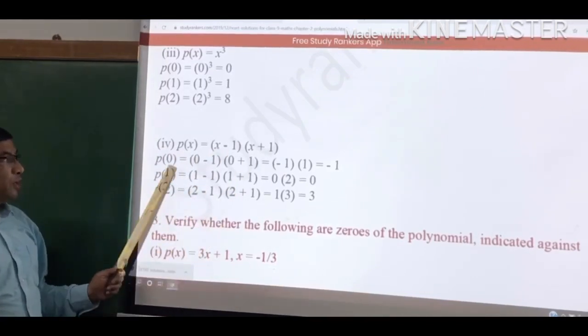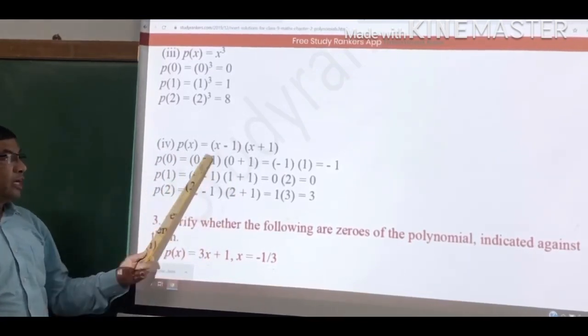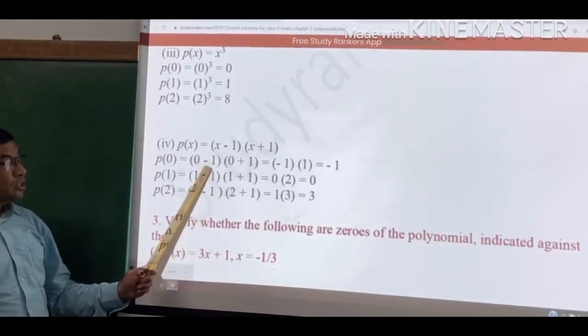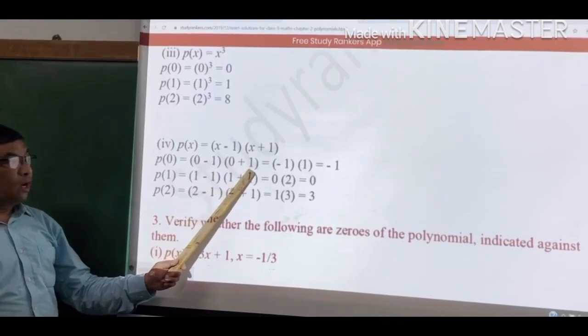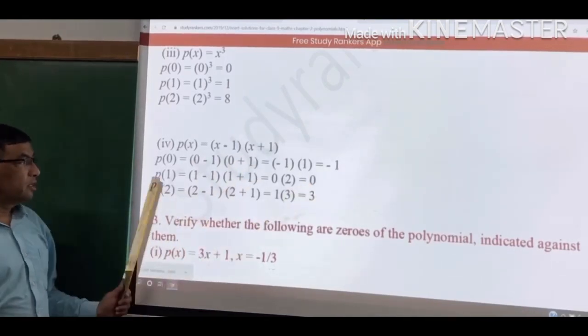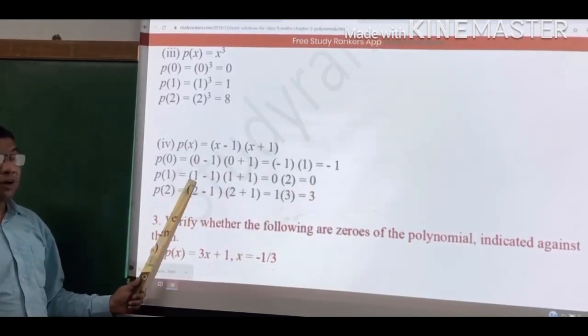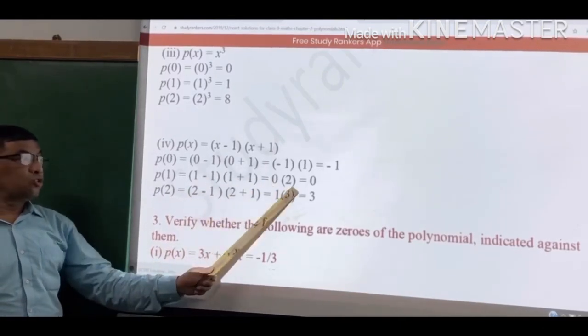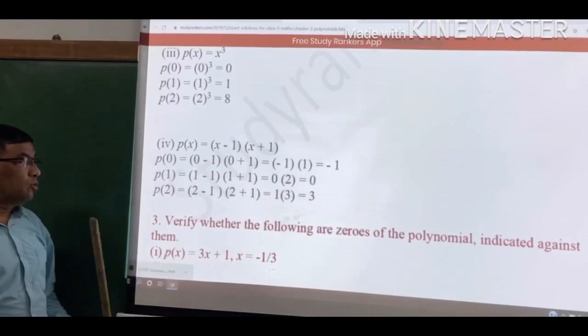Question number 4 in that, P of x equal to x minus 1 and x plus 1. So first of all we apply 0. So 0 minus 1 and 0 plus 1. So this is minus 1 into 1, which is equal to minus 1. We apply 1 now. So 1 minus 1 and 1 plus 1. 1 minus 1 is 0. 1 plus 1 is 2. 0 into 2 is equal to 0.